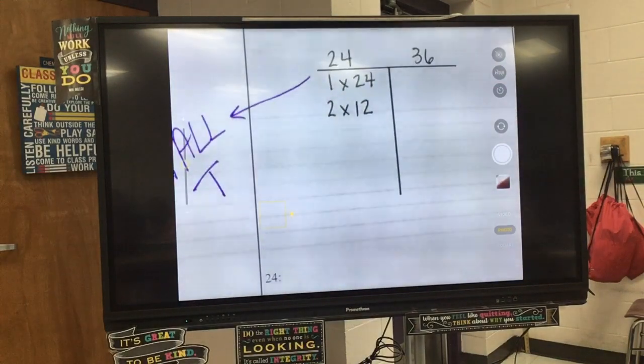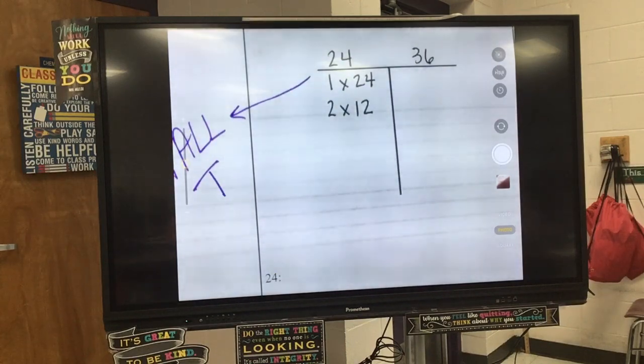All right, so 3. Can I multiply a number times 3 to get 24? And you can say yes to all of this, but what does it have to be? Why does 1 times 24 work? Why does 2 times 12 work? Because it has to equal 24, but can I multiply by a fraction of something and get 24? It has to be a whole number. Cannot have a remainder, cannot be a fraction, cannot be a decimal. So it's got to be whole numbers.